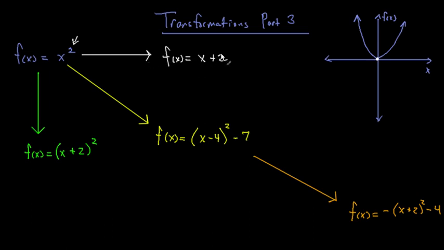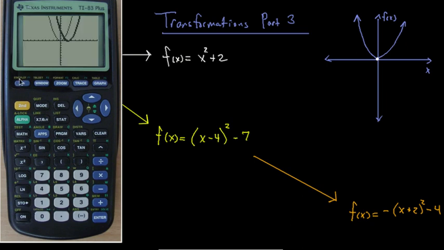The first one we're talking about is f of x equals x squared plus 2. If we really wanted to see what happened to the base function, we can go ahead and use our calculator. I already have our base function in the one spot there. I'm going to delete, then put in x squared plus 2. So I hit graph, and I see the base function, and then I see the one that has plus 2.